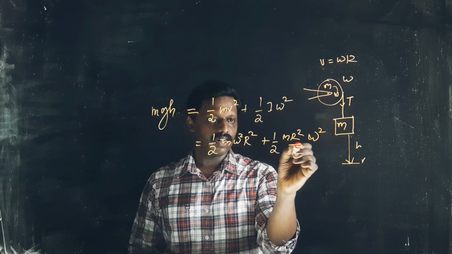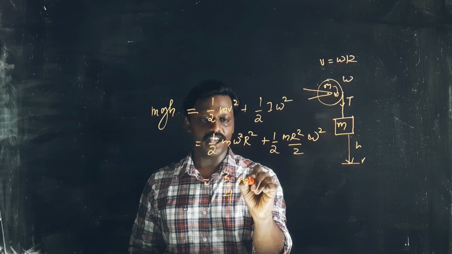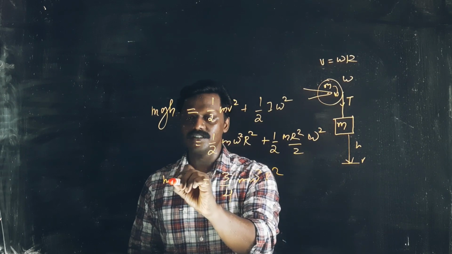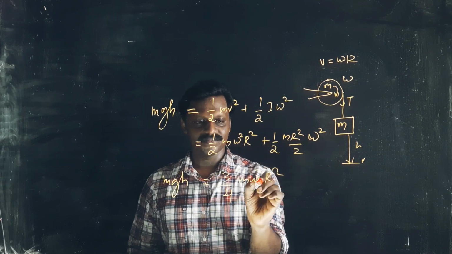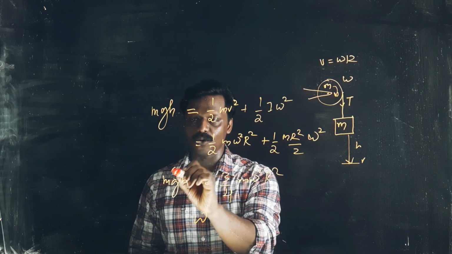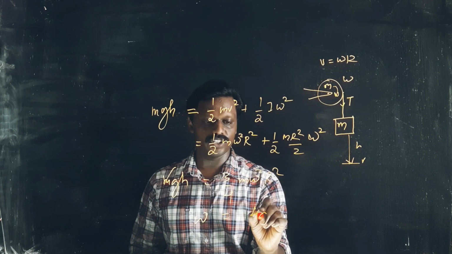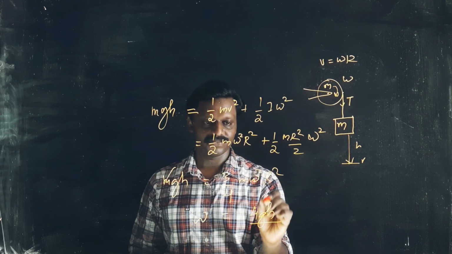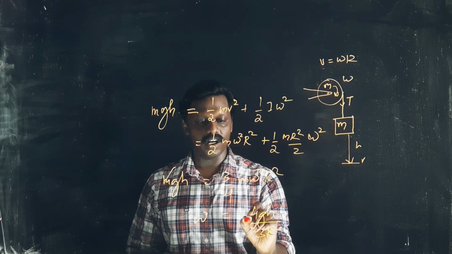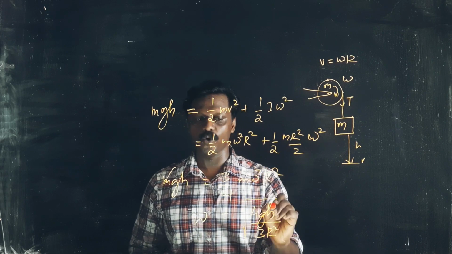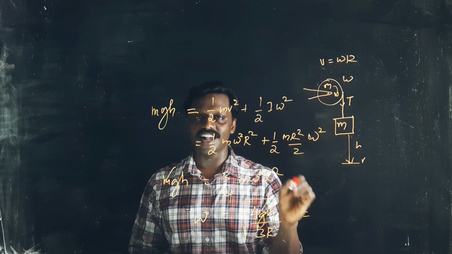Now we will combine this to write it as 3 by 4 m omega square r square is equal to mgh. Since we want to find omega, rearranging, we have omega square is equal to 4gh divided by 3r square. Now omega will be the square root of this quantity, root of 4gh divided by 3r square. Rearranging, we have the answer as option 1.